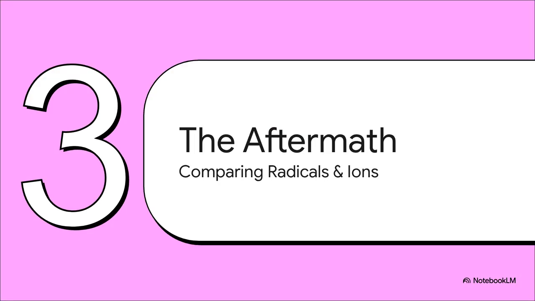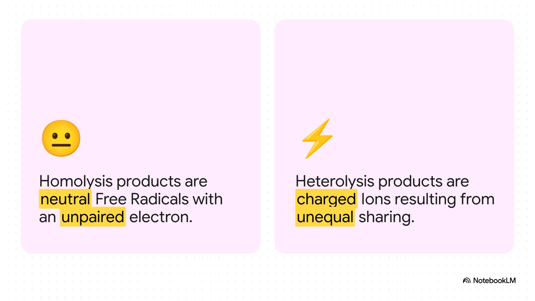Okay, let's pause for a second. We've seen two completely different ways a bond can break, creating two totally different kinds of products. So let's put them side by side and really dig into the aftermath. I mean, the contrast is pretty stark, right? On one side, homolysis gives you these neutral free radicals defined by that lonely unpaired electron. On the other, heterolysis gives you fully charged ions, one positive and one negative. You could almost say one is a problem of loneliness, while the other is a problem of charge.